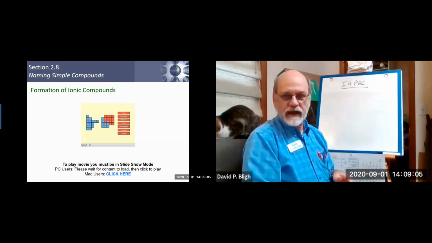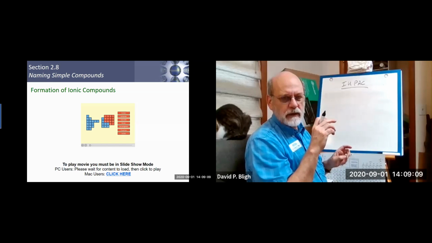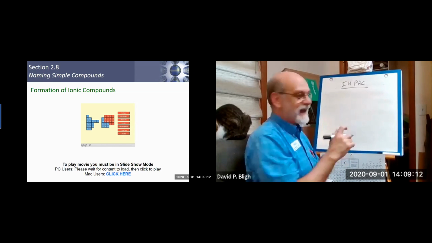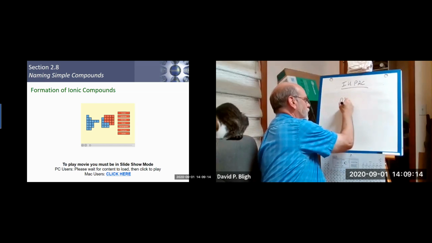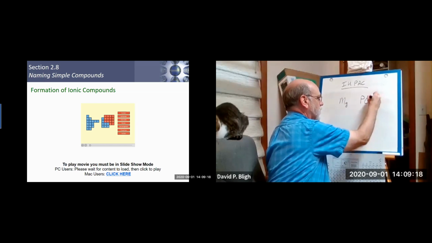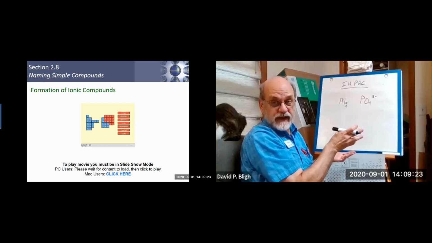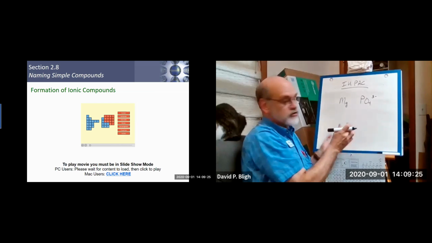Okay, here's another one. Suppose we form a compound with magnesium and phosphate. What's the charge on magnesium? It's in the second column, so it's a 2+ charge.